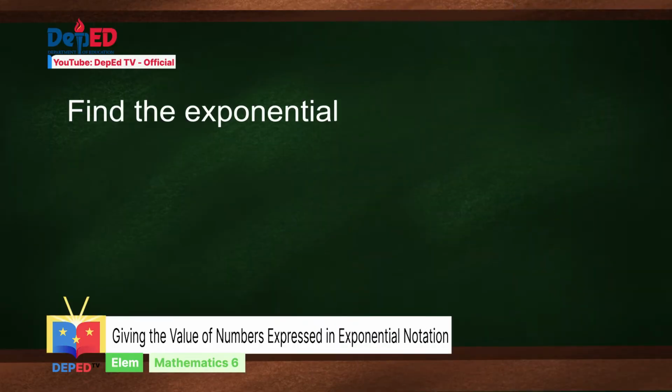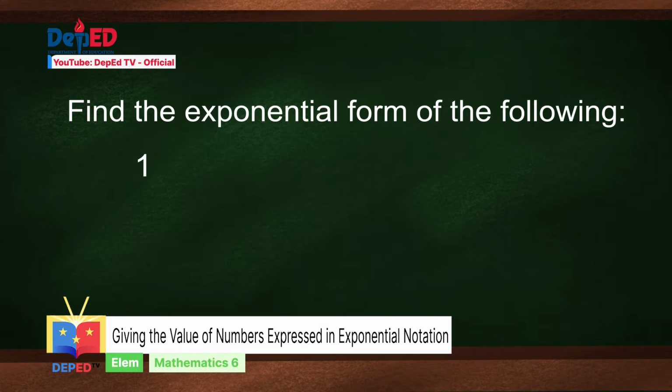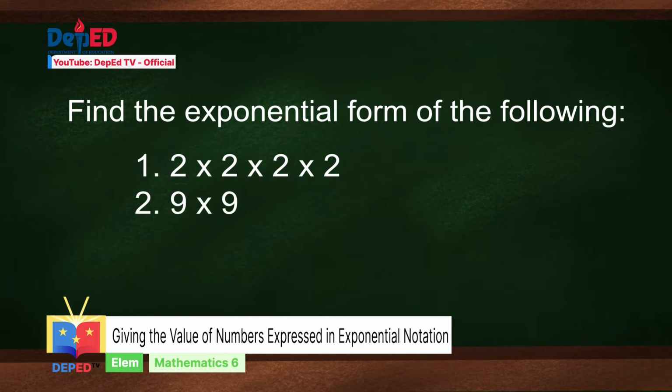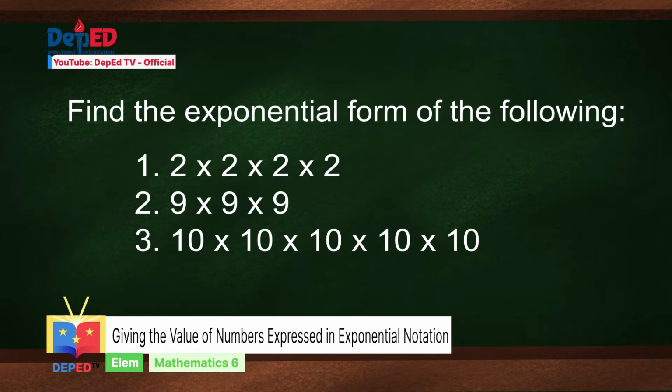Find the exponential form of the following. Number 1, 2 times 2 times 2 times 2. Number 2, 9 times 9 times 9. Number 3, 10 times 10 times 10 times 10 times 10.